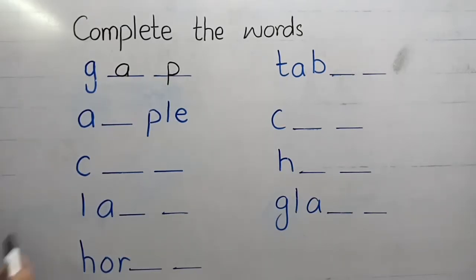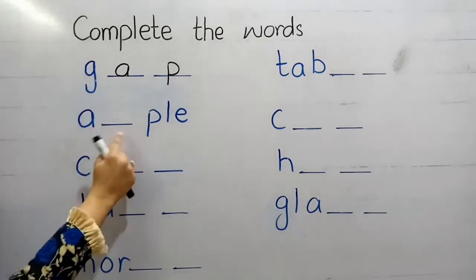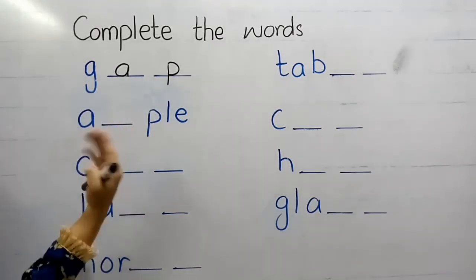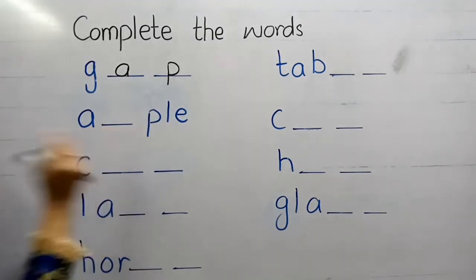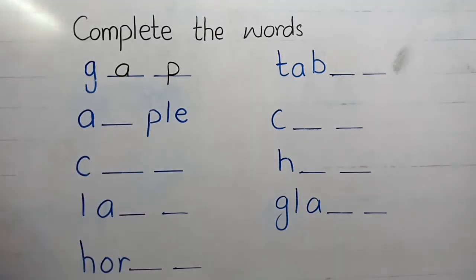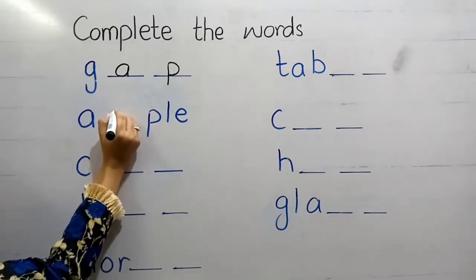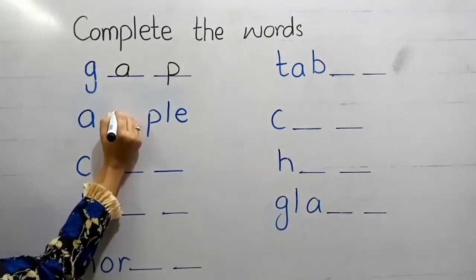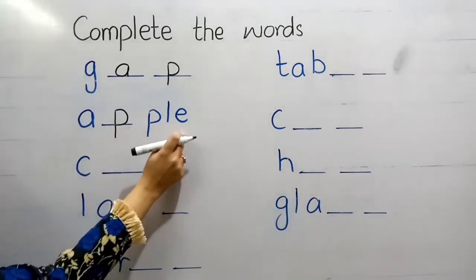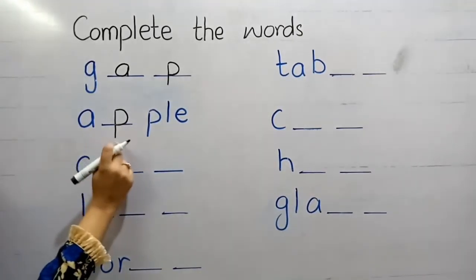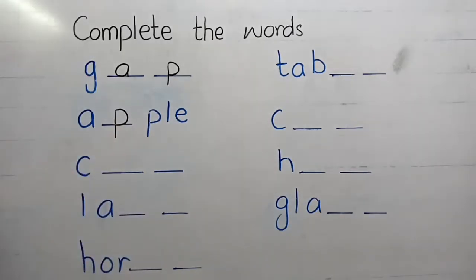Next word is a, p, l, a. Here is a blank. Complete this word. What will we make here? I put here p. A-p-p-l-e, apple. Okay, apple. What are we doing? We are doing complete the words.